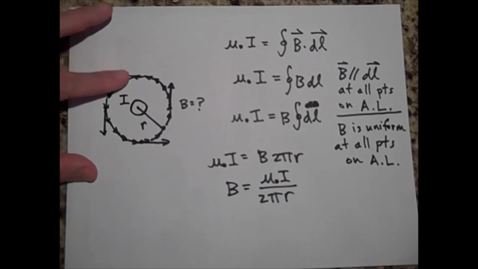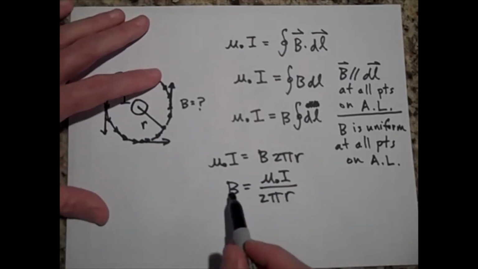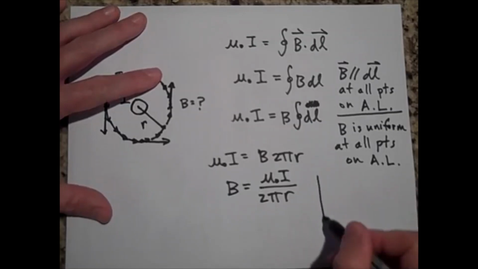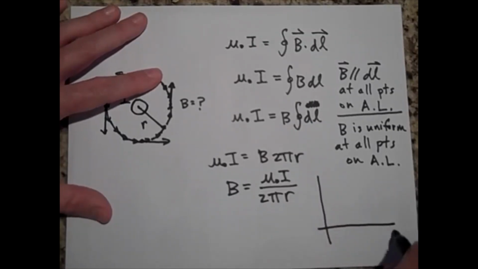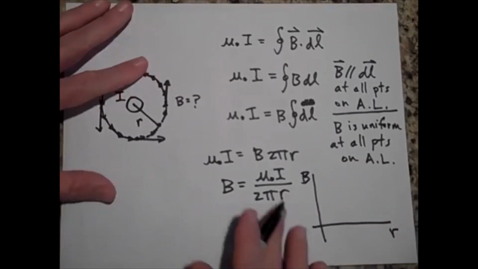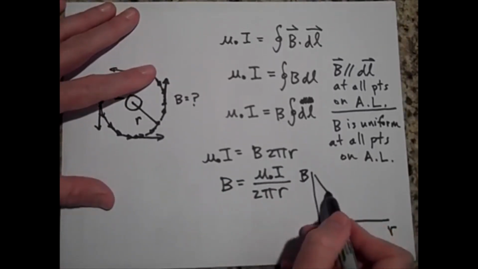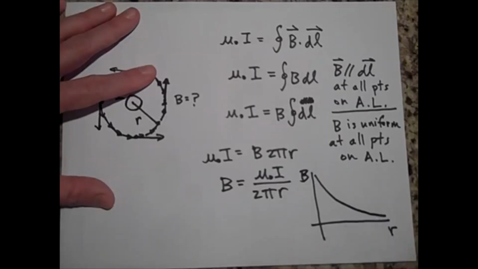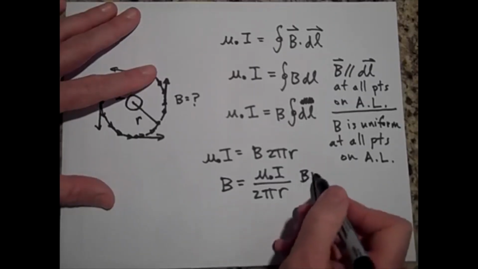And so if I were to graph this, what is B? How does B vary with r? If I were to graph this, it looks like one of these. It's like a 1 over x graph.